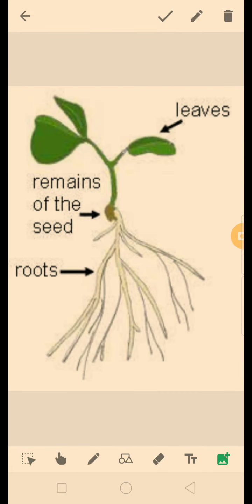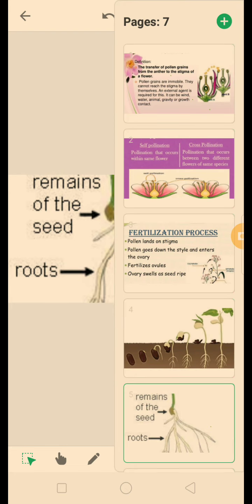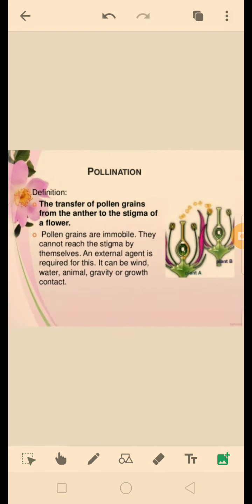In this figure you can see that the roots are emerging out from the seed and the new leaves are also coming out from the seed. So the radicle forms the root and the plumule forms the shoot part. So my dear students, I hope in this video you are clear with the terms pollination and fertilization. Again I am repeating, the transfer of pollen grains from anther to stigma is pollination, and the fusion of male and female gamete is known as fertilization.